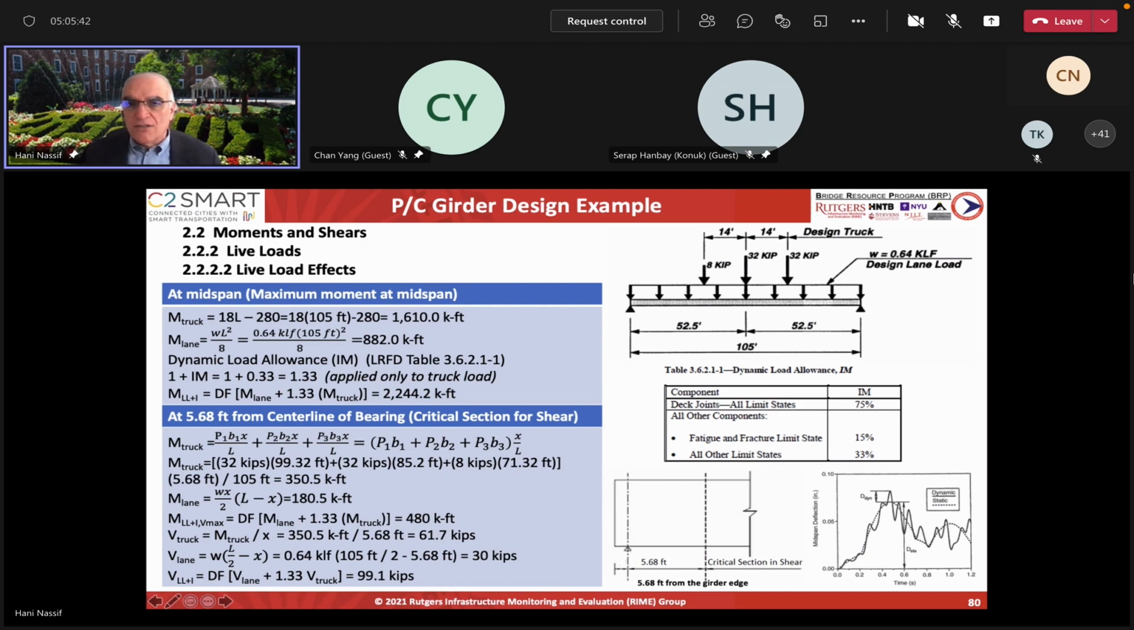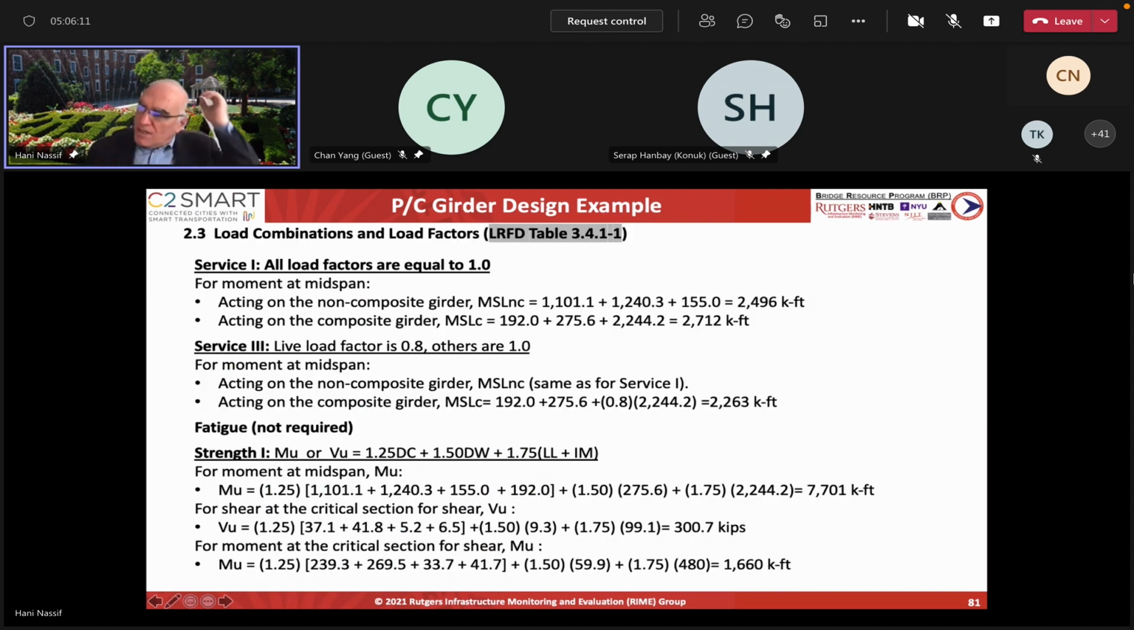There might be other locations, depending on how the prestressing force and the tendon profile are, that might still be more critical than mid-span. But most likely, mid-span will be the most critical. And again, the critical shear is usually a distance from the center line or the face of the support, whichever you want to measure it. Here it's 5.68, and I believe in the calculation we did it from the face of the support also, if you know what the width of the support is.